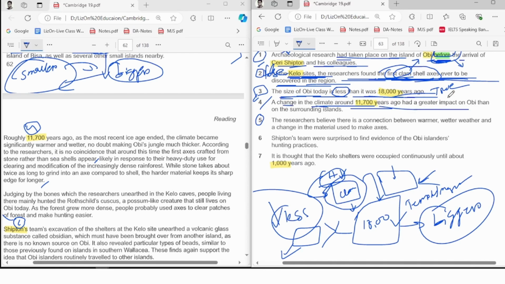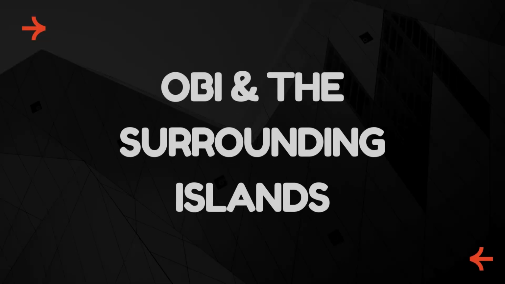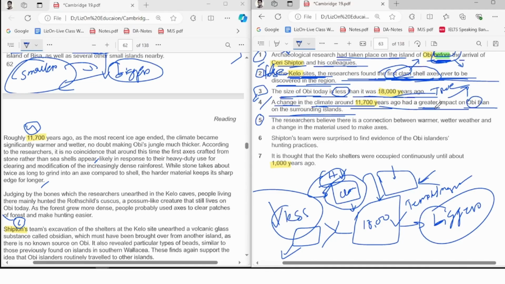They're comparing the impact of climate change. They're not asking you did the climate change or not. That's not the question they're asking you. They're asking you whether the impact was greater or lesser. The amount of impact, was it greater or not on 𝗺𝗶 than on the surrounding island. That means in this question we are looking for the comparison between 𝗺𝗶 and the surrounding island, about the impact of climate change.